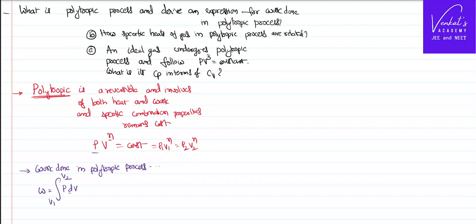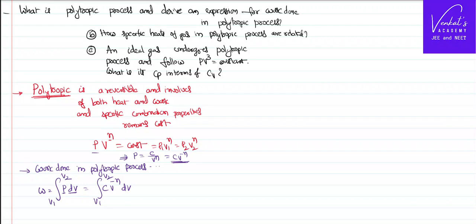We are integrating with respect to volume. Here we have a P which is not a constant. So being PV power n is constant, P can be written like constant by V power n, or constant V power minus n. So in the place of pressure, I shall write this expression in terms of volume. So I can write that as, in the place of P, C is a constant, volume power of minus n dV, where volume is varying from V1 to V2.